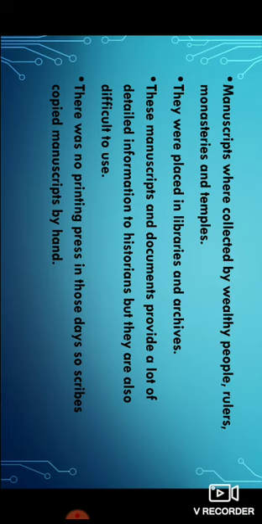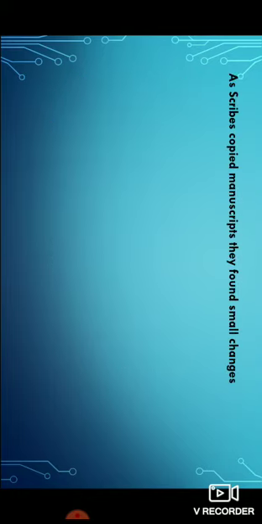There was no printing press in those days, so scribes copied manuscripts by hand. As scribes copied manuscripts, they made small changes, for example, a word here or a sentence there. Here, dear children, I'd like to give you an example. If you try to copy your friend's homework, you will make some mistakes while writing. You may make a spelling mistake, you may make a sentence mistake. In the same way, when people copied manuscripts, they made some mistake or other, and because it was copied several times, little mistakes made it different from the original.